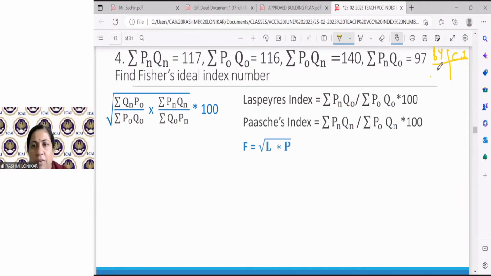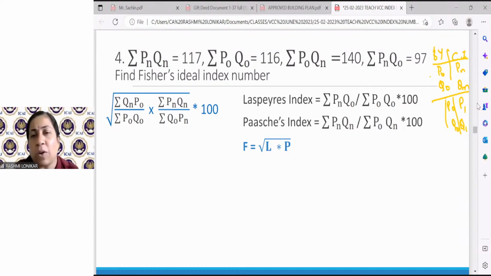So for the base year I will have P0, Q0, and in the current year my symbols will be Pn, Qn. In some books it is P1, Q1. So in some books it is written as P0, Q0, that remains the same, but for the current year instead of using n they have written 1. So you should not get confused. Now you have to find the Fisher's ideal index number.